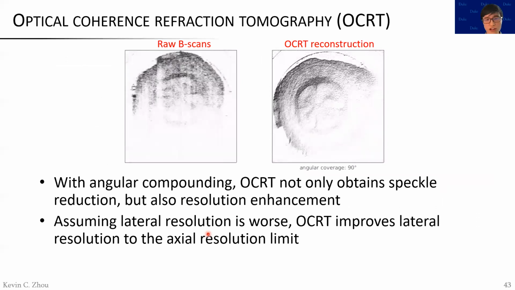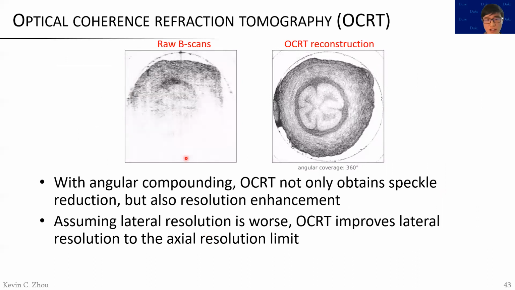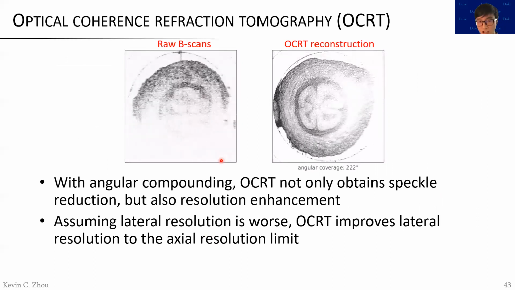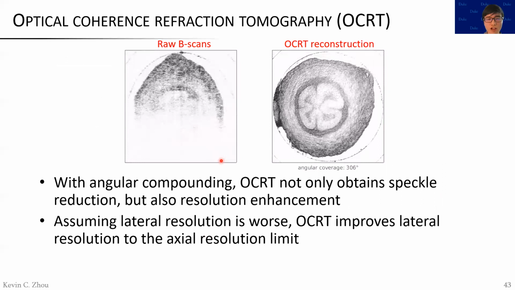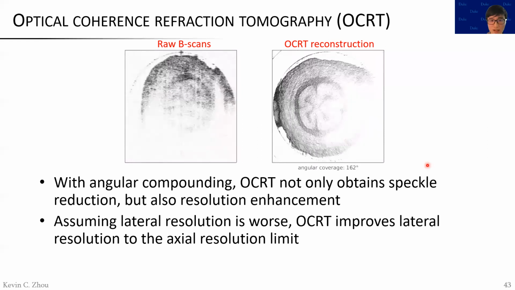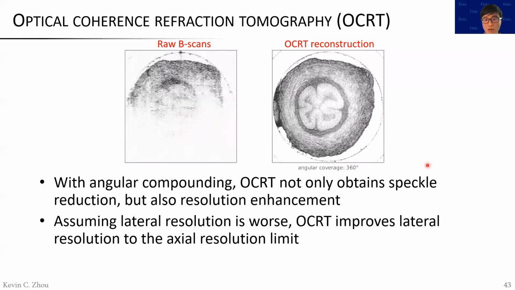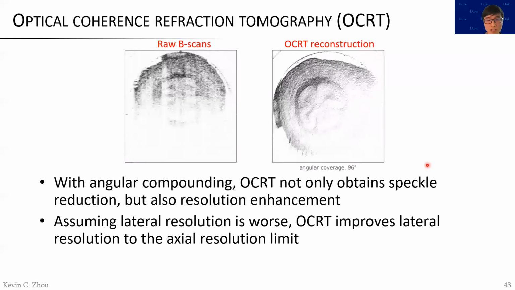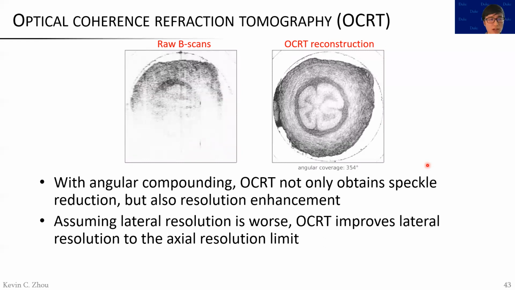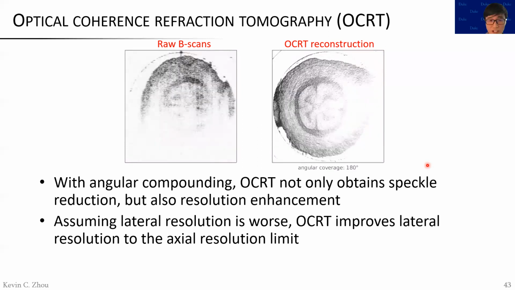So here's where OCRT comes in, which is a technique that uses angular compounding to increase the lateral resolution of OCT to its axial limit, or otherwise remove any anisotropy in the resolution. As a consequence of the previous analysis, OCRT obtains speckle reduction, and also, because of the apparent low pass transfer function of intensity OCT images, we can now better appreciate how OCRT obtains resolution enhancement, which I'll explain shortly. And because we're combining the multi-angle images incoherently, it does not require phase stability.